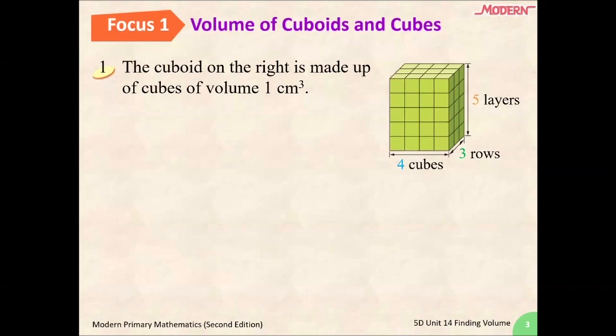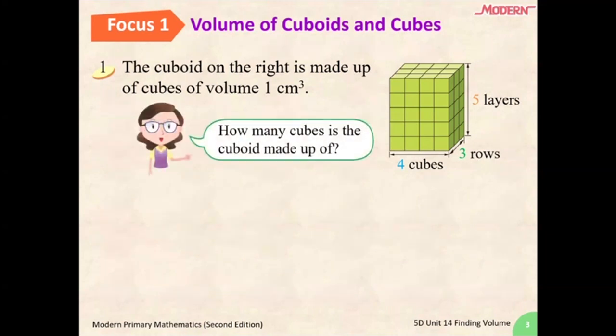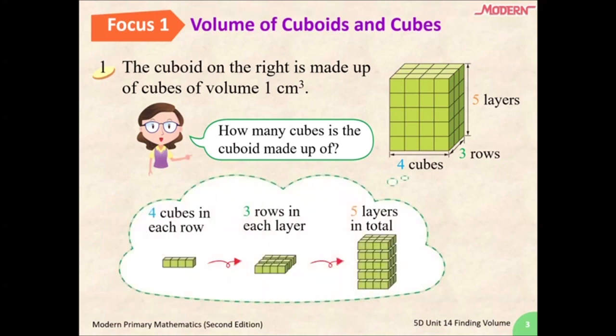We can use the same way to break down the number of cubes when we are finding the volumes of cuboids. The cuboid on the right is made up of cubes of volume 1 cubic centimeter. How many cubes is the cuboid made up of? Let's break it down again. There are 4 cubes in each row, and we have 3 rows in each layer. And finally, there are 5 layers in total.